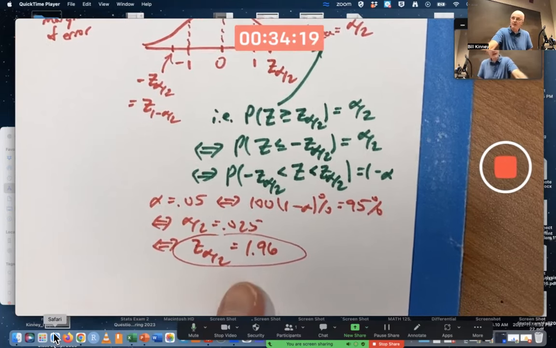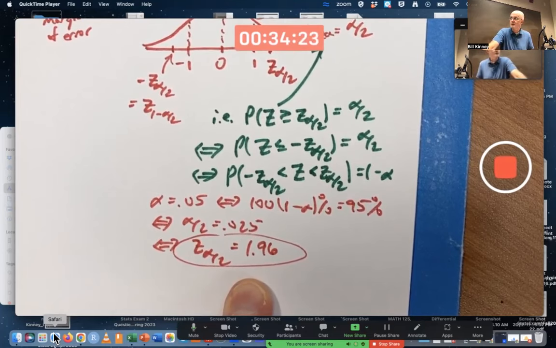You can find this with the table. You should practice finding this with the table in the back of the book. That's worthwhile to do. Make sure you can figure out how to use the table. You'd want to look for, it's the CDF for a standard normal. In the table, you'd want to look for an area equal to 0.975 to find this.